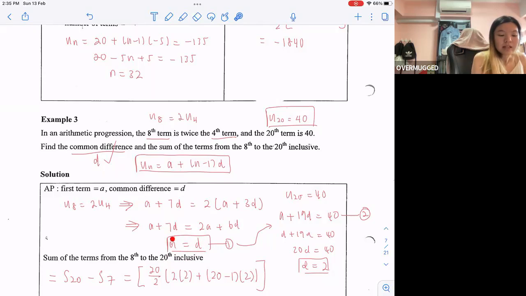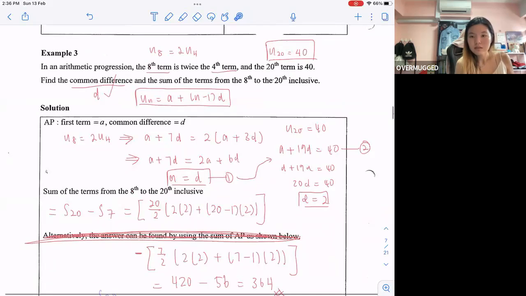Then you use the second clue they give you, that U20 is 40. Again, plug in the general formula, that A plus 19D from here, right? A plus 19D is 40. Then you solve these two equations simultaneously to finally find that D is 2. Is that clear for you?